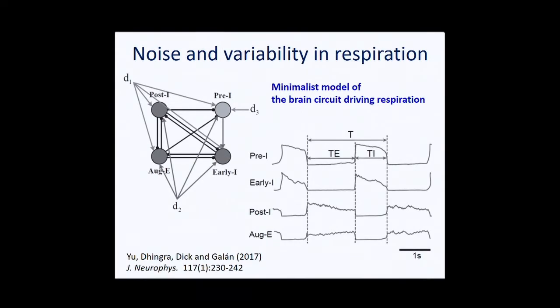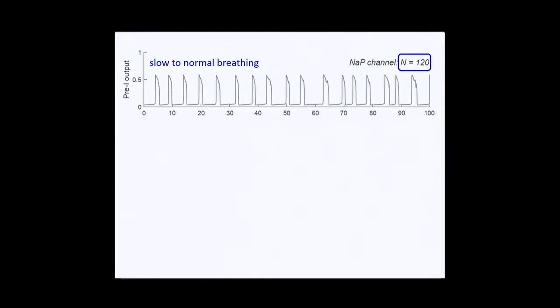So if you run those simulations, you can show that depending on the number of ion channels, which is basically the parameter that controls the noise, you might have slow to normal breathing. For the physiologists, I don't know if there are any physiologists in the audience, but that is a very realistic-looking breathing pattern. When it goes up, that means inspiration, and expiration is the flat part at the bottom. Inspiration is shorter, expiration is longer.